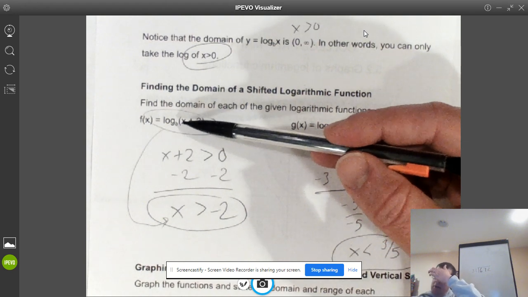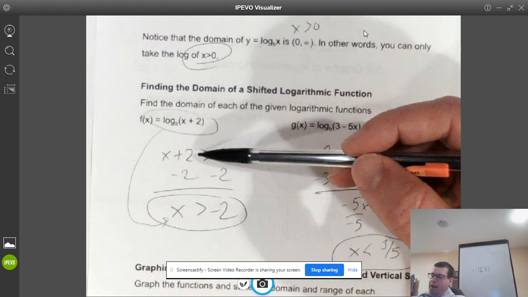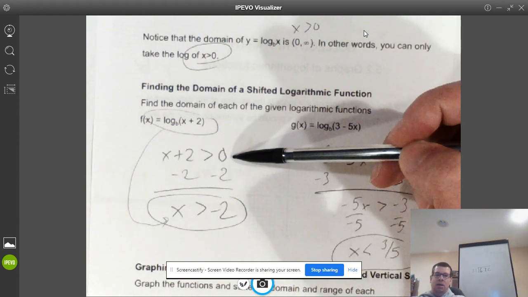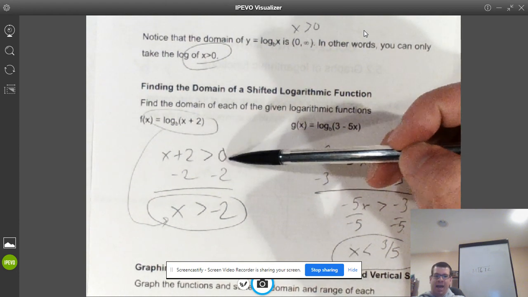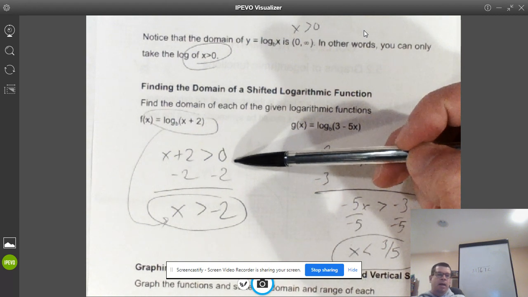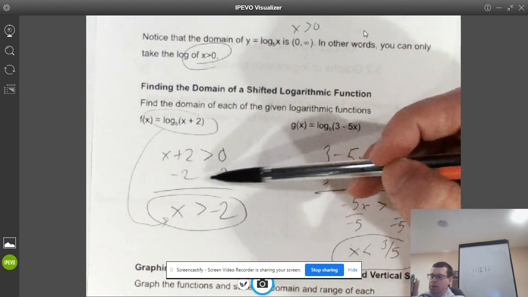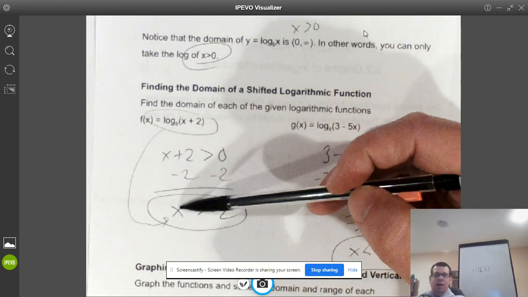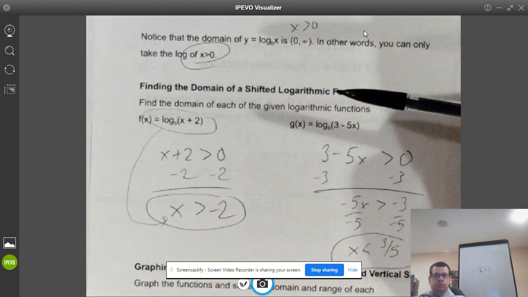If I take the log of x plus 2, whatever x plus 2 is has to be positive. So I write an inequality that says that x plus 2 has to be greater than 0. And now I solve this for x. All right, take away 2 on both sides. The domain of this function is all x's bigger than negative 2.